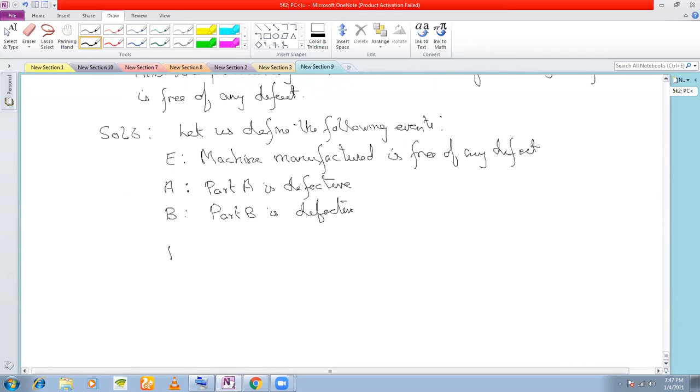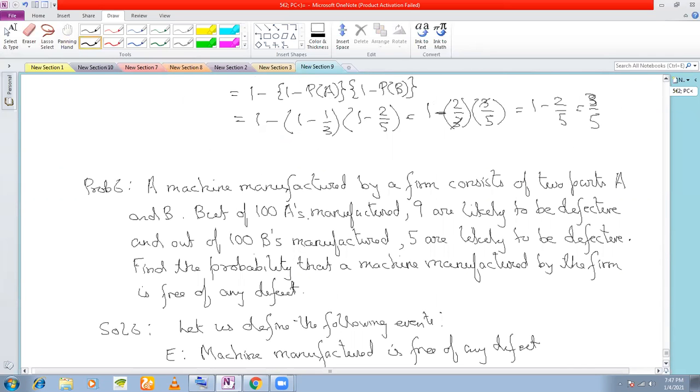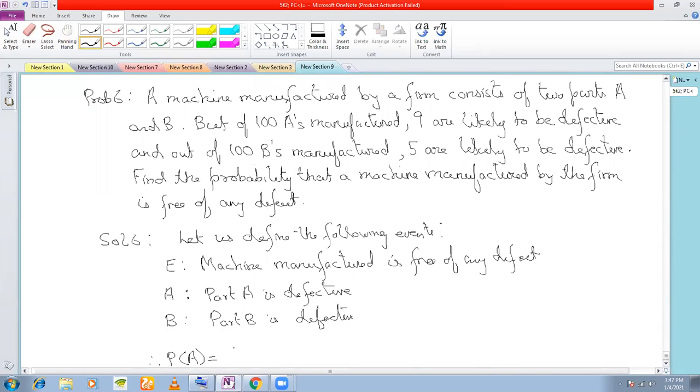So therefore, what is the probability of A? What is the probability that part A is defective? Look at this question. Of the 100 A's manufactured, 9 are likely to be defective. That means 9 by 100 is the probability that part A is defective.